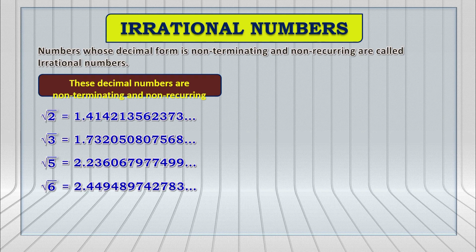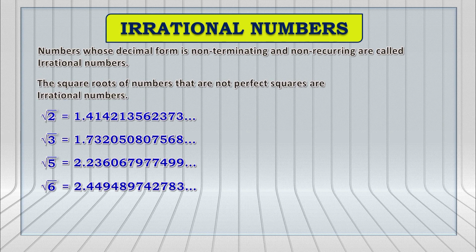2.449489742783... This is the decimal form of root 6. So these are all non-terminating and non-recurring numbers. That's why we can say that the square roots of numbers that are not perfect squares are irrational numbers.